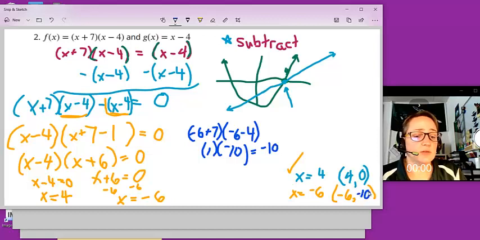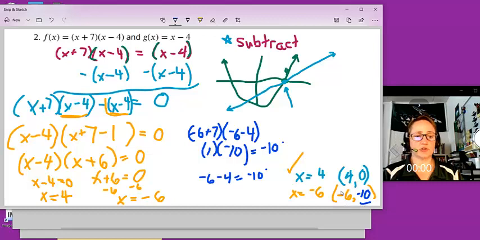If I really want to double check and make absolutely positively sure, I should also be able to plug it into the second equation, which is just x minus 4. Again, I know that x is negative 6, so negative 6 minus 4 in the g equation equals a negative 10. So I'm getting that same output value. Okay, we have a match here. That means it has to be our answer here.